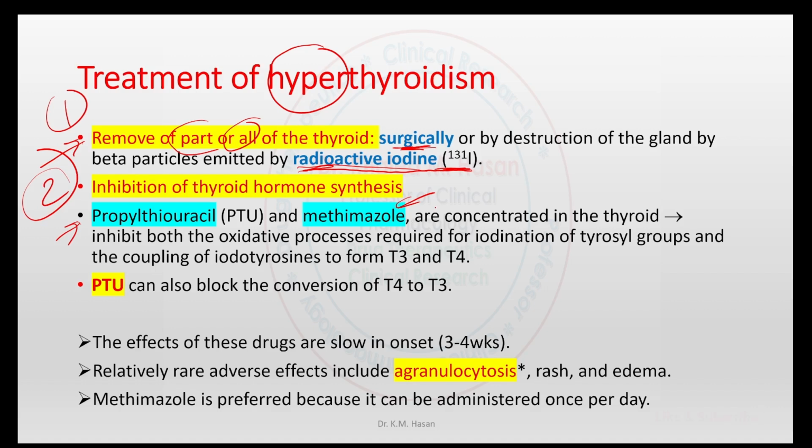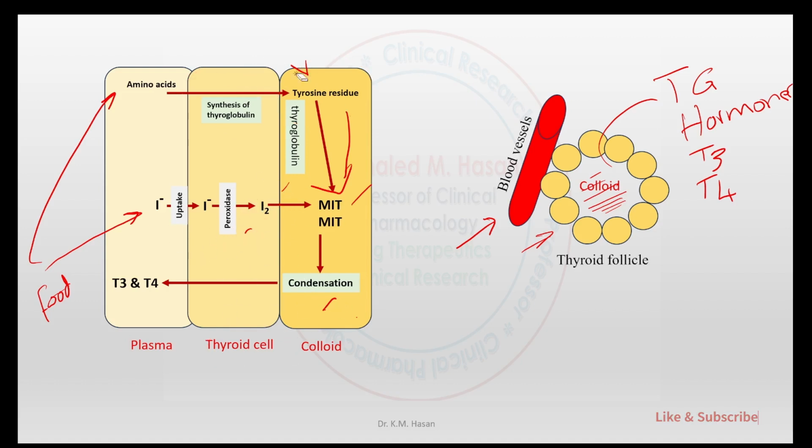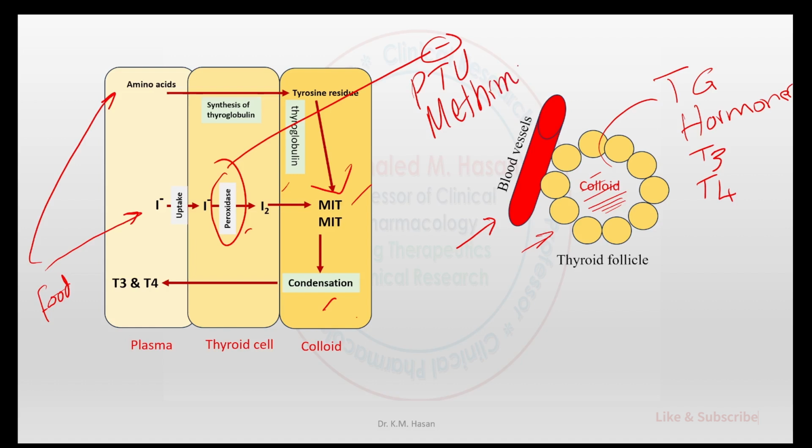When you prescribe these medications, they will be concentrated in the thyroid gland and inhibit the oxidative process for iodination. So this one we need to remember, this process here. If you go back to the slide, this is the site of action of propylthiouracil and methimazole. How do these medications work? They inhibit. So you can see here, inhibit peroxidation, and this is number one.